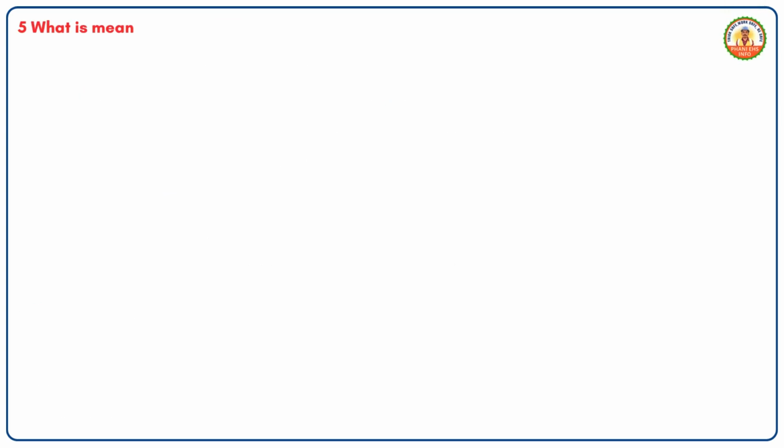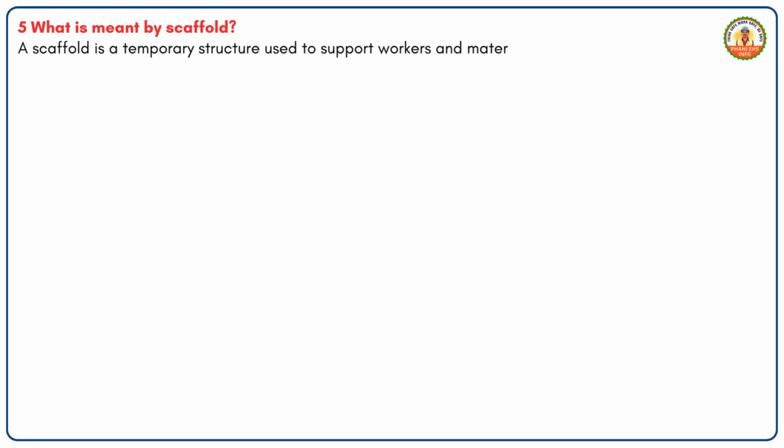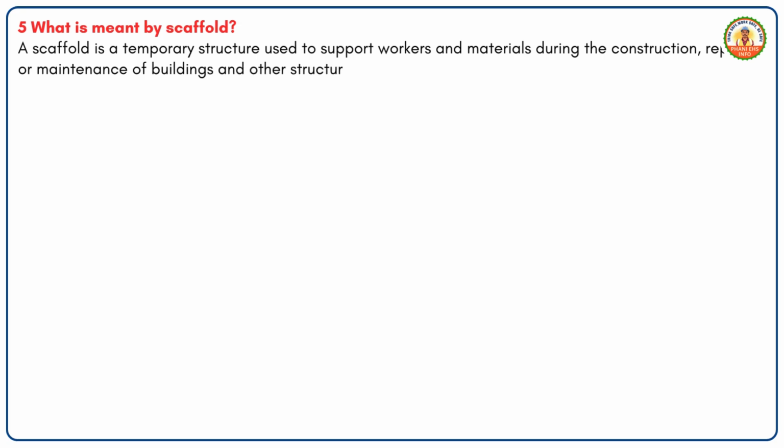5. What is meant by scaffold? A scaffold is a temporary structure used to support workers and materials during the construction, repair, or maintenance of buildings and other structures. 6. Write about perimeter fencing.